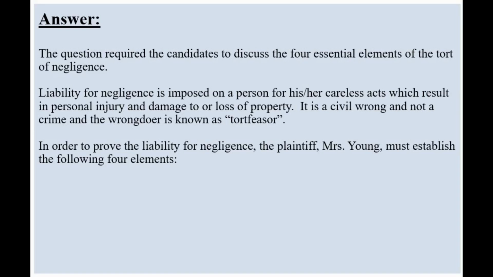Answer. The question required the candidates to discuss the four essential elements of the tort of negligence. Liability for negligence is imposed on a person for her careless acts, which result in personal injury and damage to or loss of property. It is a civil wrong and not a crime, and the wrongdoer is known as tortfeasor. In order to prove the liability for negligence, the plaintiff, Mrs. Young, must establish the following four elements.